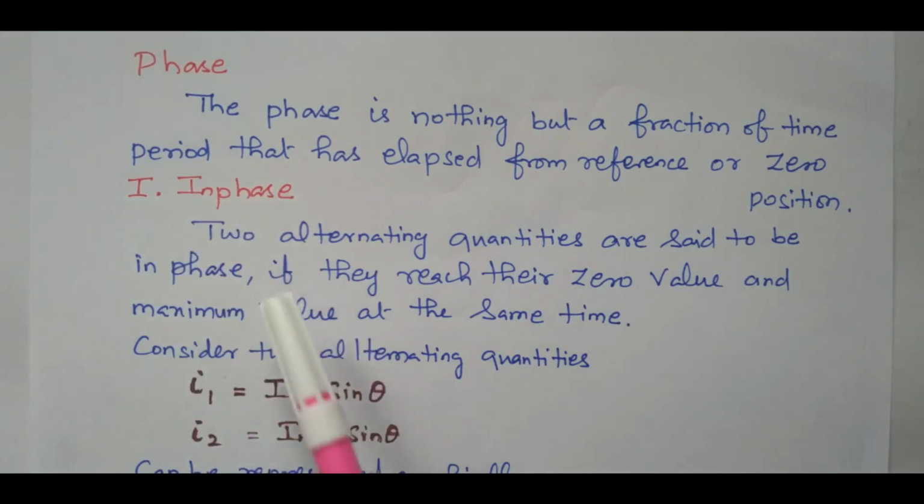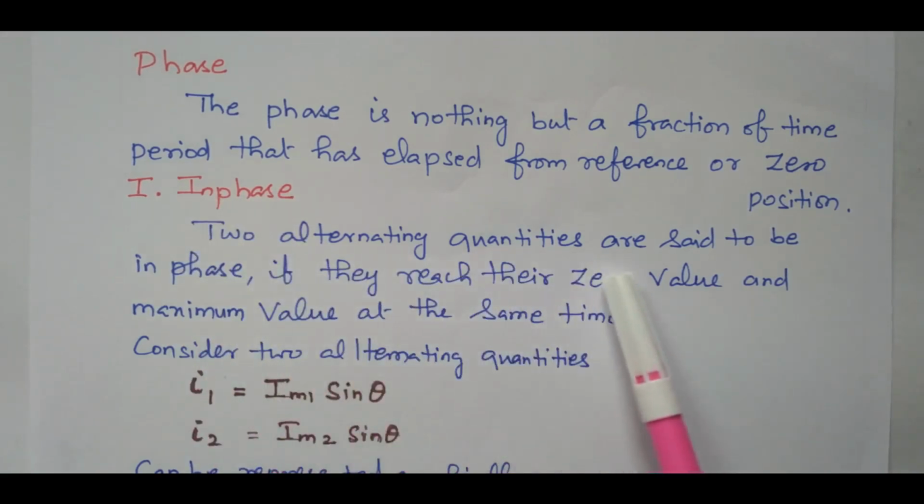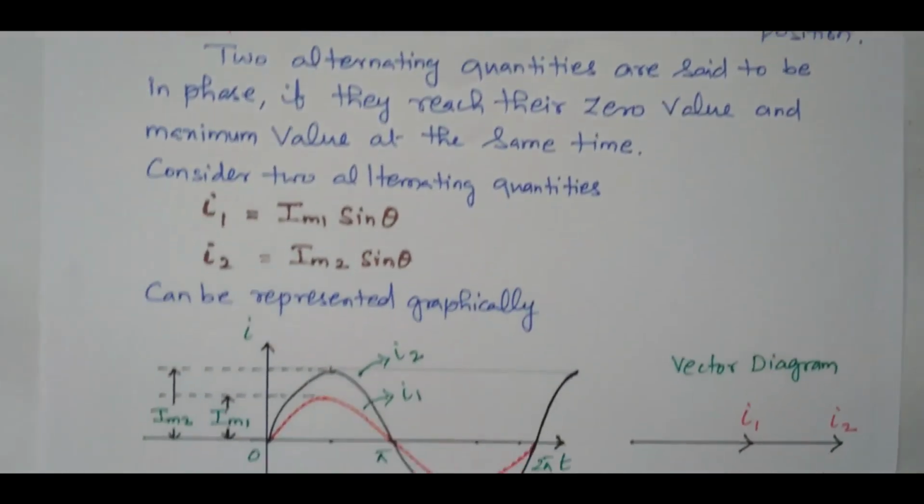What is in phase? Two alternating quantities are said to be in phase if they reach their zero value and maximum value at the same time. If there are two alternating quantities, and both start at the same time and end at the same time, that is, the zero value as well as the maximum value occur at the same time, that is treated as in phase. They start and end at the same time. So that is represented in this waveform.